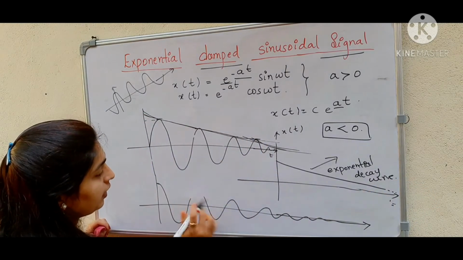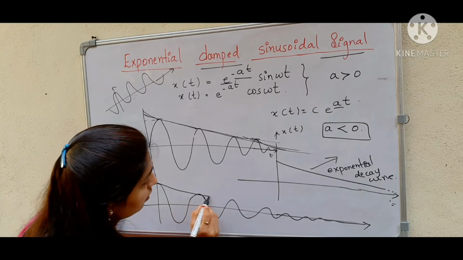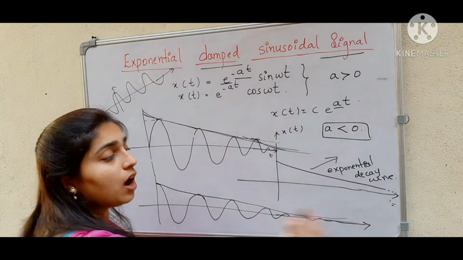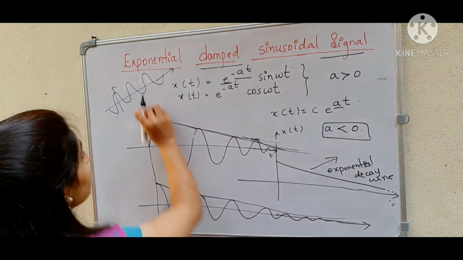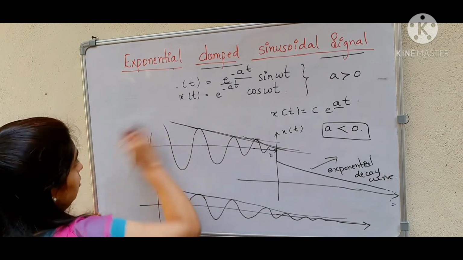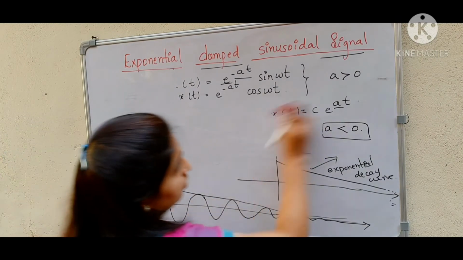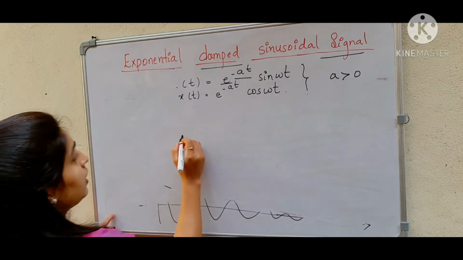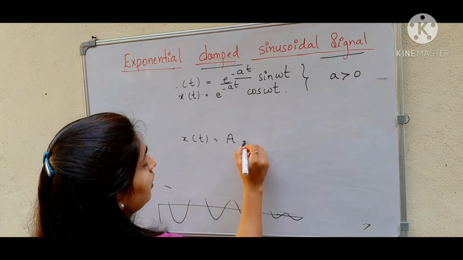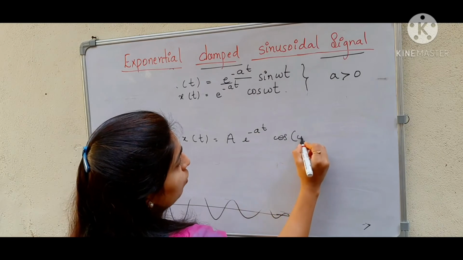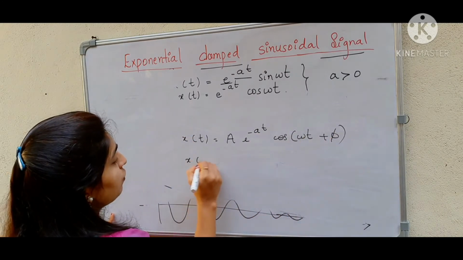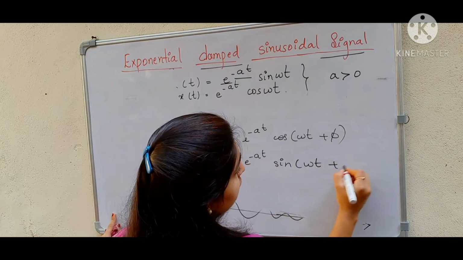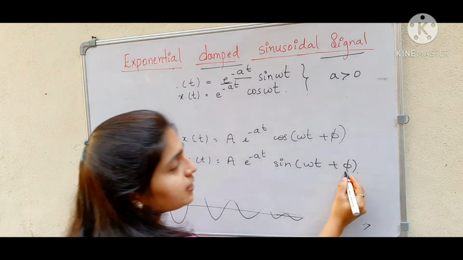Here also we can write it. This is your exponential decay curve. It is the outer envelope of this signal. Then, in general, we can use one equation for that. That will be x of t is equal to a e to the power of minus at cos omega t plus phi. X of t is equal to a e to the power of minus at sine omega t plus phi. I can write this in general, where phi is the phase shift.